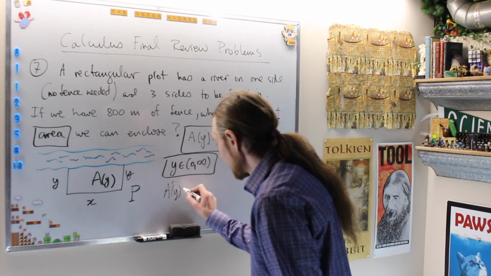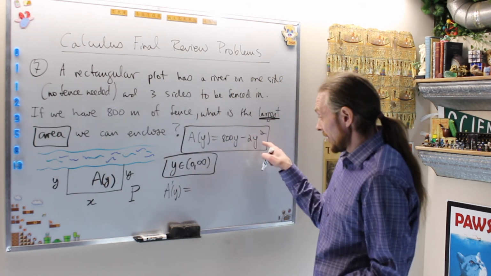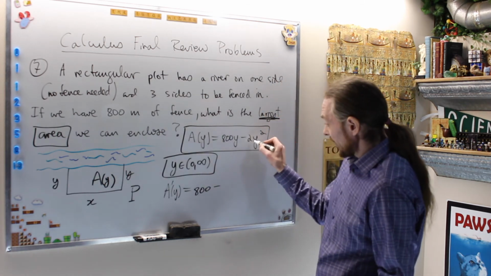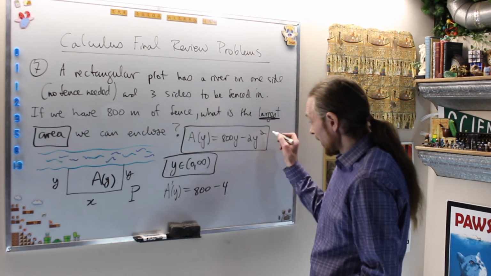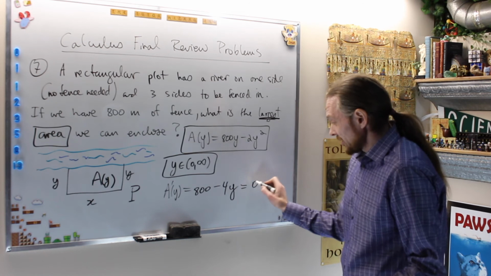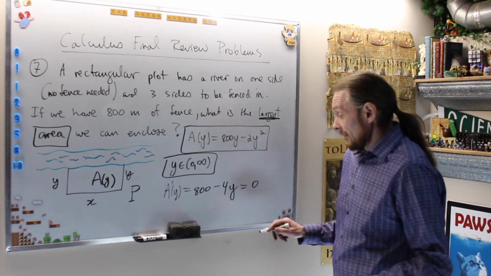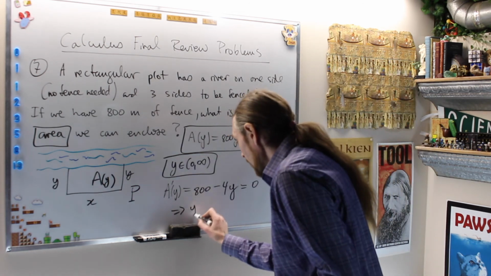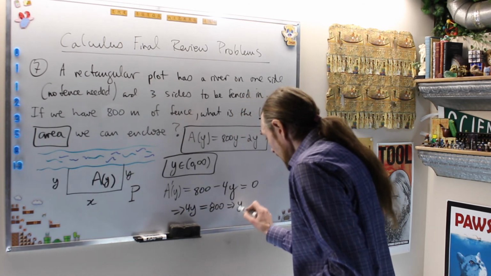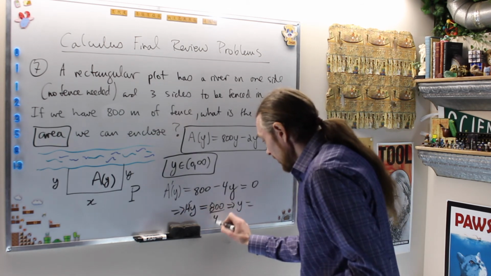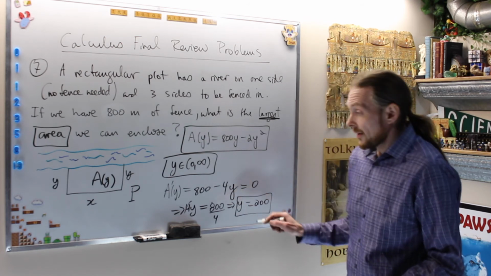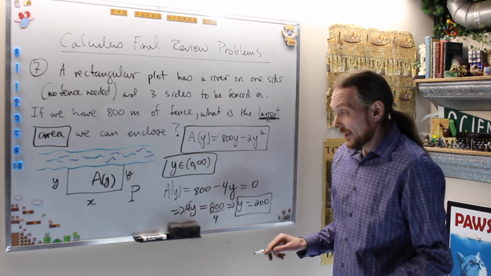A prime of y is equal to the derivative of this. Because it's a polynomial, I'm just going to get 800 minus the derivative would bring down 2, so 2 times 2 is 4, and then y. Now this is a linear equation, one equation and one unknown. I just solve for y. This tells me that 4y is equal to 800, or y is equal to 800 over 4, which is 200. So we know now that y is 200, and what are we going to get?